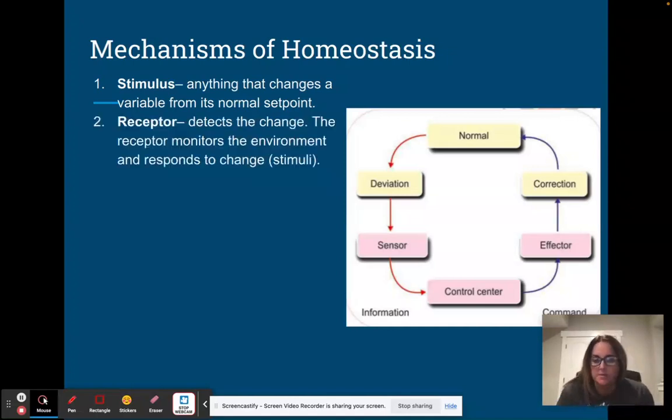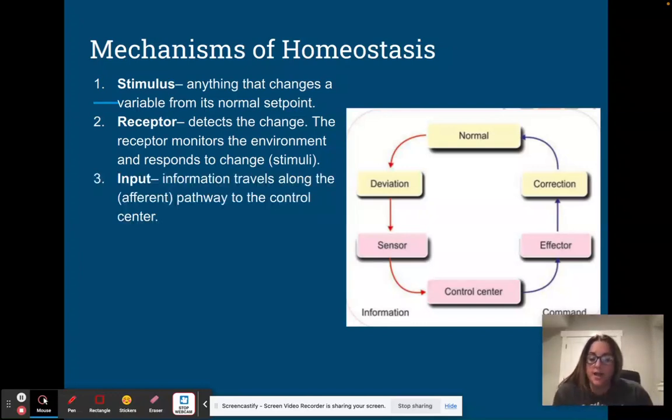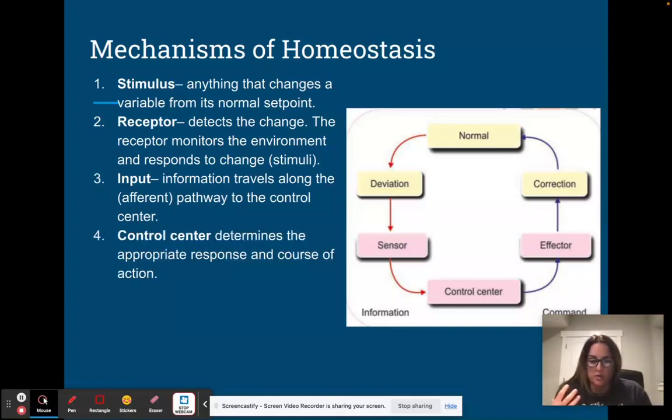The second thing that happens is there has to be some sort of receptor that detects the change. So it could be a pressure receptor in our skin, or again, a receptor in our eyes, or something in our organs that picks up a change in our bloodstream. But that receptor then has some information that it sends along what we call an afferent pathway towards the control center. In humans and mammals, vertebrates, our control center usually is in the brain or in the spinal cord.